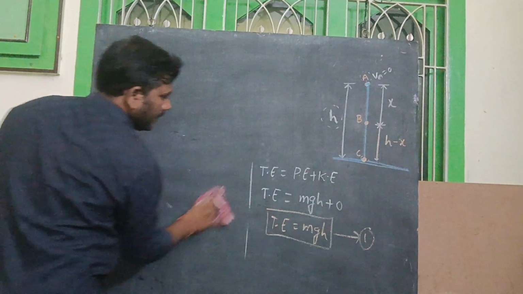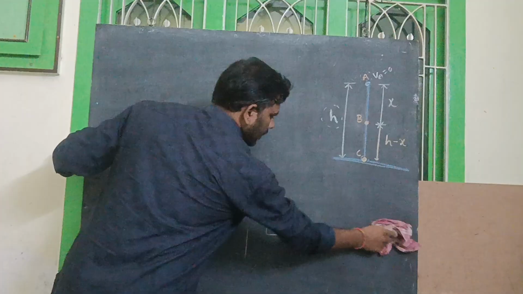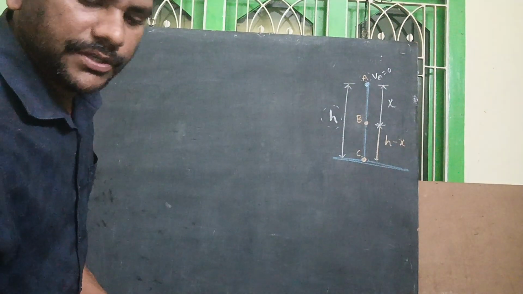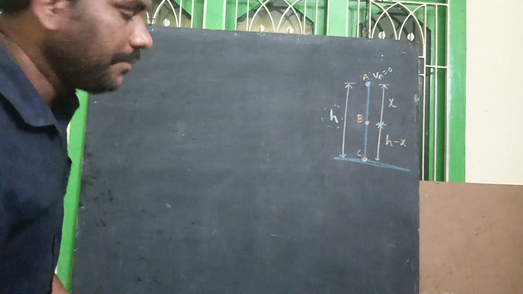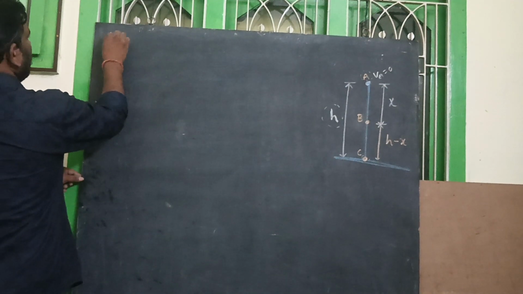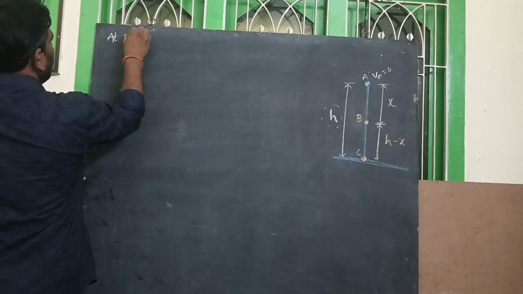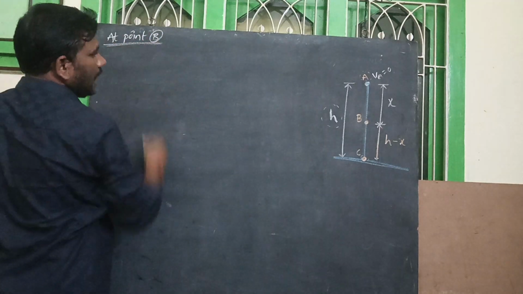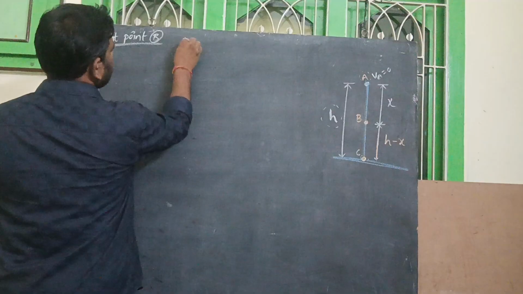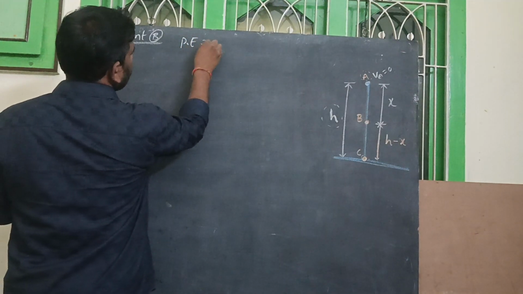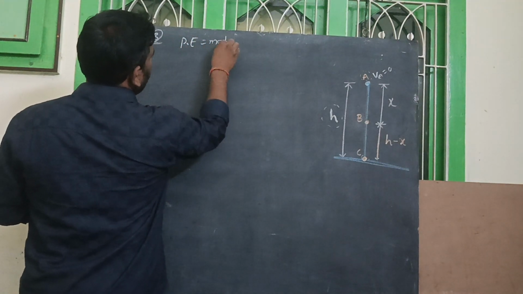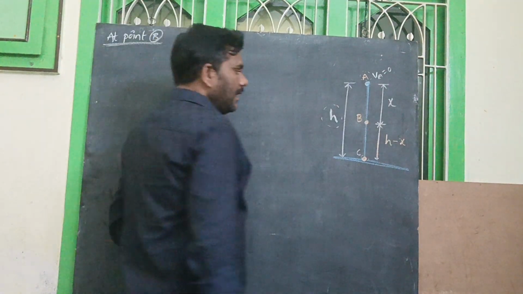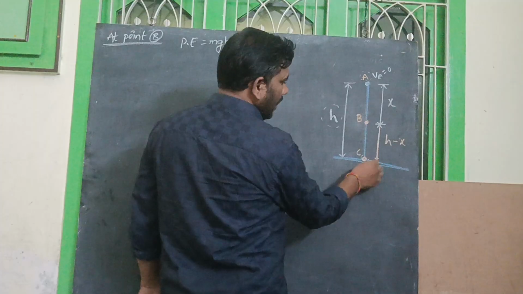Next we will find out the energy at point B. At point B, what is the potential energy? The potential energy is given by the general formula mgh. Here we consider the potential energy height taken from the ground.